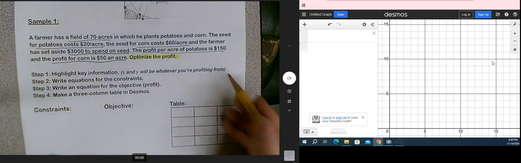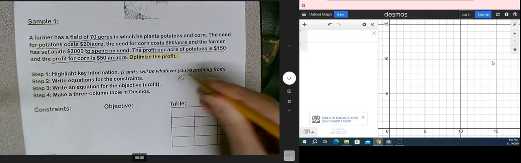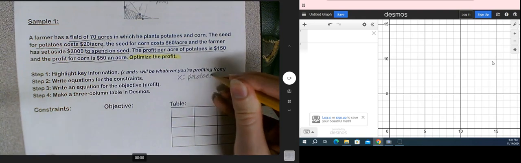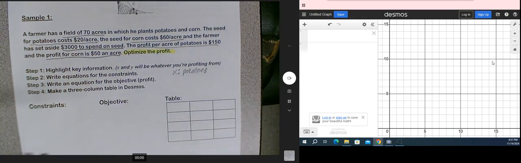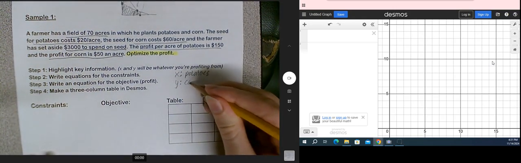Now the constraints, actually first thing that we need to identify is, well, we've done the key information. X and Y are the two things that we're profiting from. In this case, that's potatoes and corn. X is usually the one that's first mentioned in the problem, so that's going to be potatoes. And specifically, X is going to represent the number of acres of potatoes planted. Y is going to be the second one, which is corn.